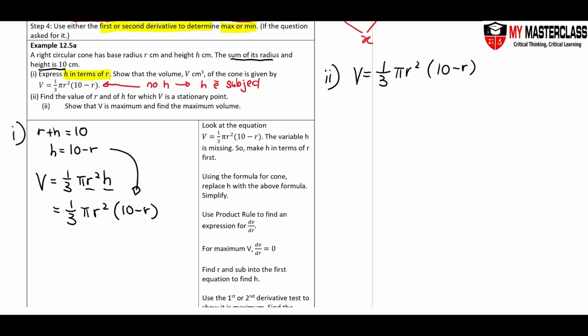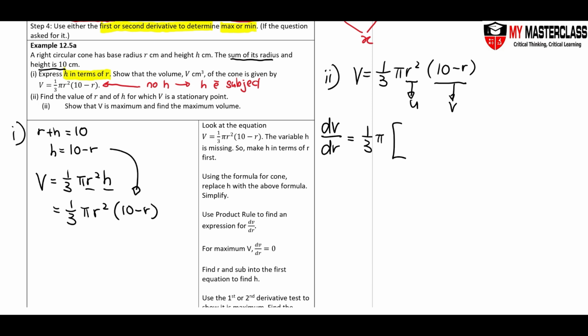Part 2, straight away, once you got the equation 1/3 pi r square (10 minus r), be careful, this is a product. The 1/3 pi can just be left on the outside. So this is u and this is v. We have to use the product rule to do differentiation. When we differentiate, V is on the left and r is on the right, so dV/dr equals 1/3 pi.